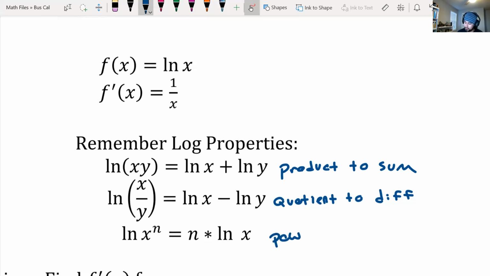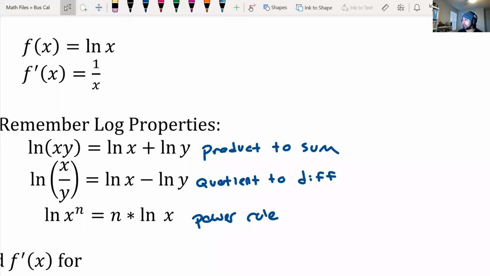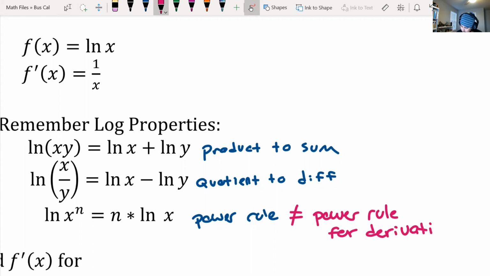And the last one is the power rule for logs, not to be confused with the power rule for derivatives. What this power rule does is take the power and bring it to the front, giving us n times the natural log of x. Do not make the mistake of confusing this with the power rule for derivatives. It is not the same. These are the 3 main algebraic properties for logs on how to rewrite them so we can take the derivative. I'll say it doesn't equal the power rule for derivatives. Don't get that confused.